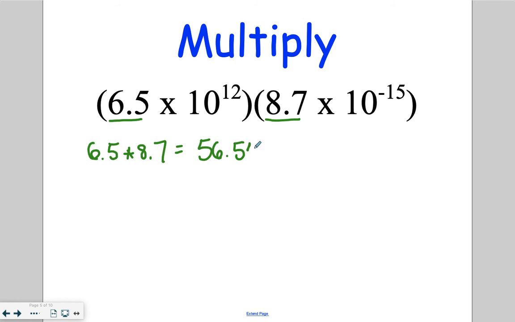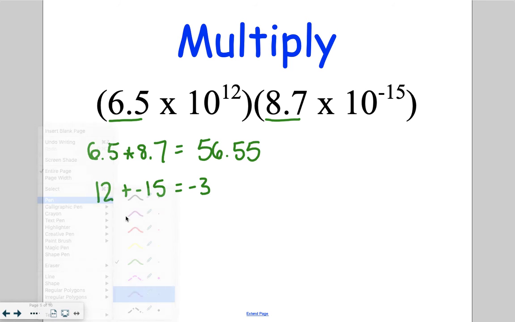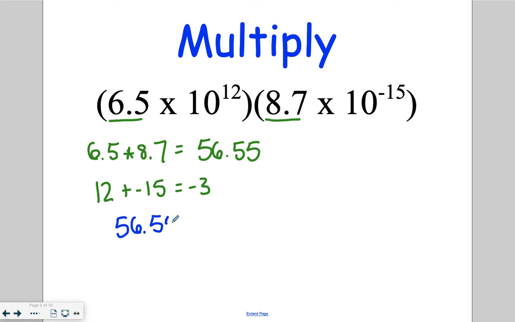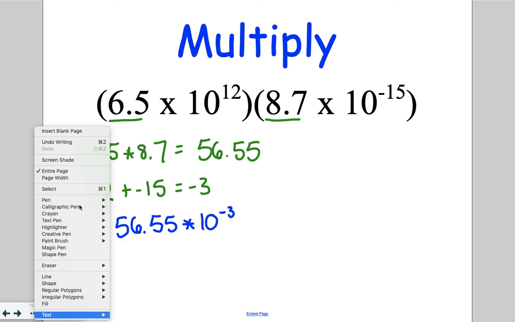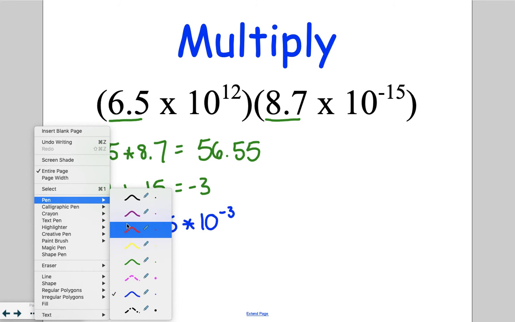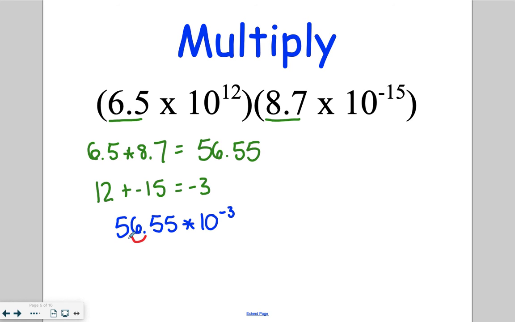56.55. Then we need to look at our exponents. When you multiply, you add. So I've got 12 plus negative 15, which is going to give me an answer of negative 3. So as of right now, my answer here, as it stands, is 56.55 times 10 to the negative third power. However, as I just emphasized, this a value has to be between 1 and 10. So we need to move that decimal over to get it to be between 1 and 10.